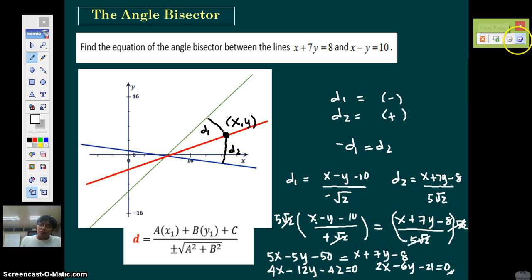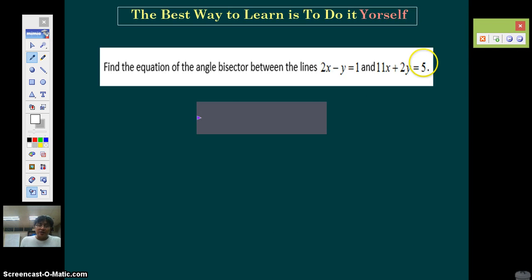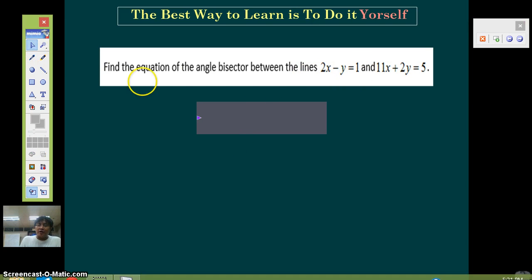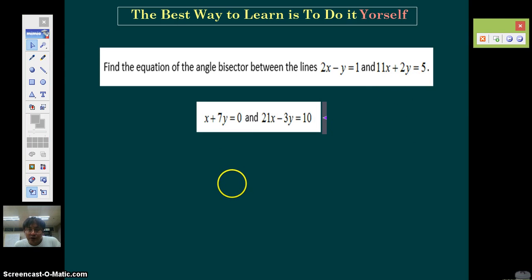Now, I want you to try this on your own. A single problem: find the equation of the angle bisector between the lines 2x minus y plus 1 and 11x plus 2y equals 5. You should get this. There are two angle bisectors. One is the bisector of the acute angle between the lines, and the other is the bisector of the obtuse angle between the lines. Hope you try this for practice and prepare for our quiz next meeting.